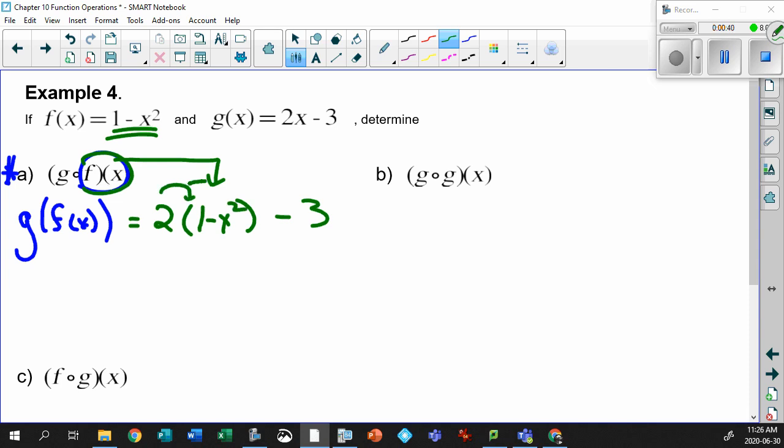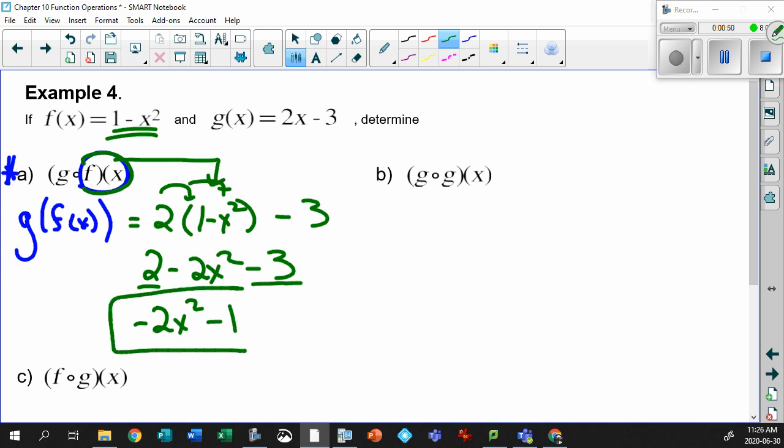This distribute is going to give you 2 minus 2x squared minus 3. Combine like terms, you got minus 2x squared. That and that gives you minus 1. There's your function. Done. That's g of f of x. I think it's harder to write this part out than actually solving it, isn't it?